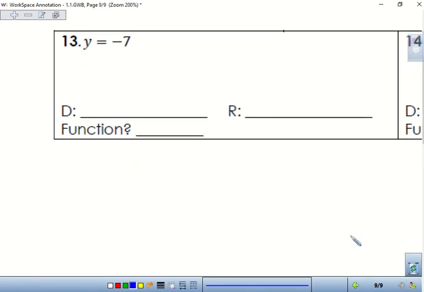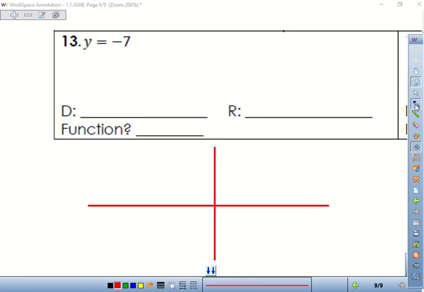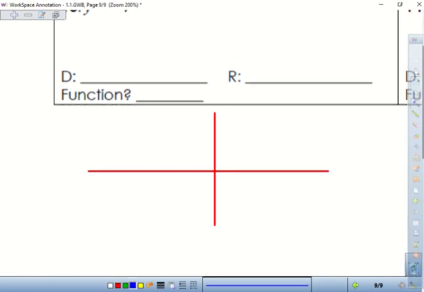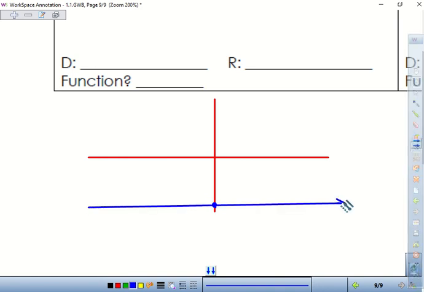Okay. Anyone? Any guesses? This is a constant function. Anyone know what it looks like? It's not a vertical line. It's actually a horizontal line. It's at -7. And it takes on every y value that has a y coordinate of -7. Wouldn't that make a straight line? If we think about it, right?